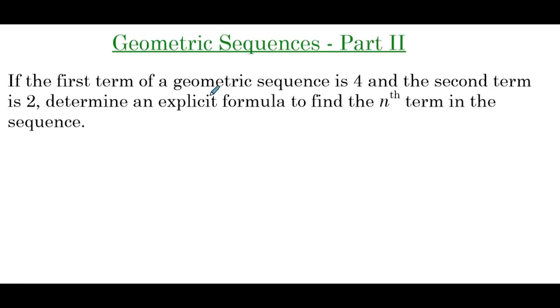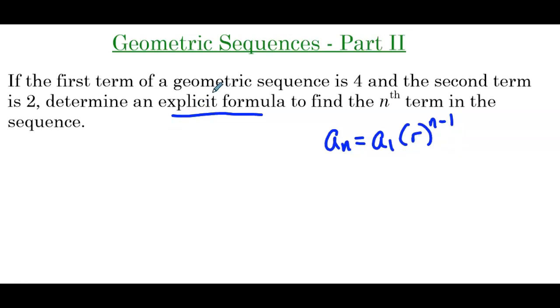So just as a reminder, the explicit formula for a geometric sequence is a sub n equals a sub 1 times r to the n minus 1. The explicit formula is an exponential function. The coefficient is the first term, the base is the common ratio, and because the coefficient is the first term, we have to move the exponential function 1 to the right.